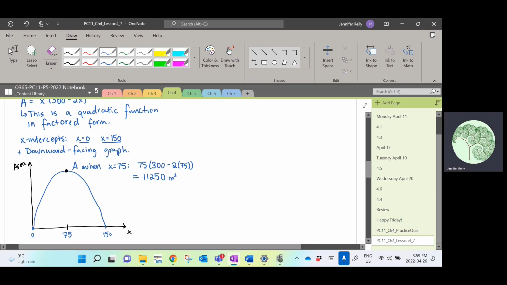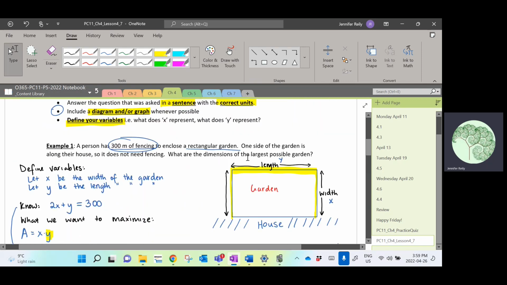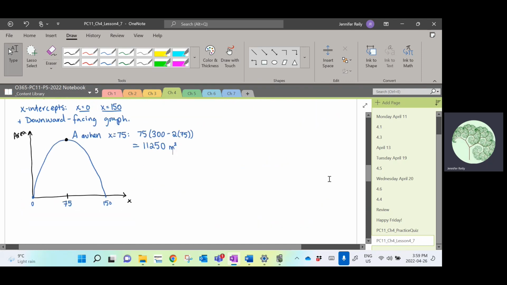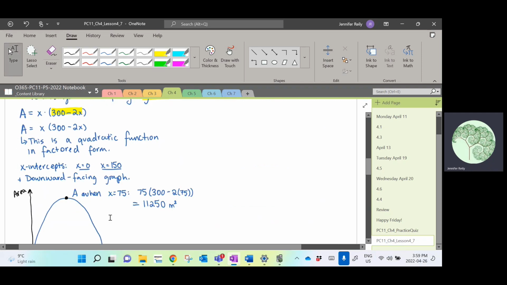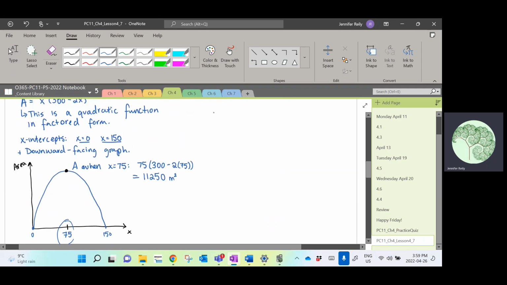Okay. But what we're really looking for is the dimensions. The question asks for what dimensions. So that means what's the x and the y? What are the length and width of the garden that are going to maximize the area? We've already found the x dimension, the width of our garden. We need to find the y value of our garden. So we found the maximum point now. We just need to kind of finalize our answer. So the width is 75 meters. That's the x.